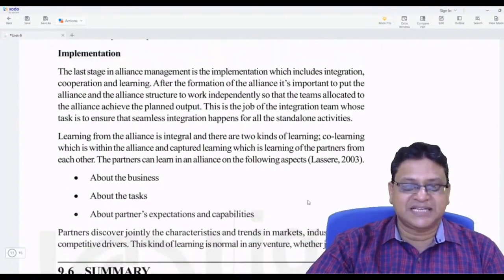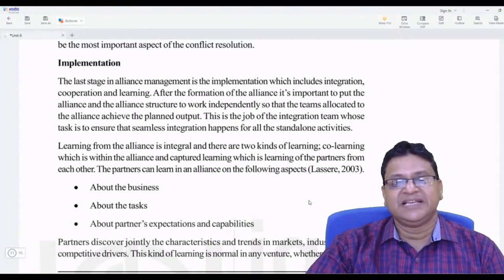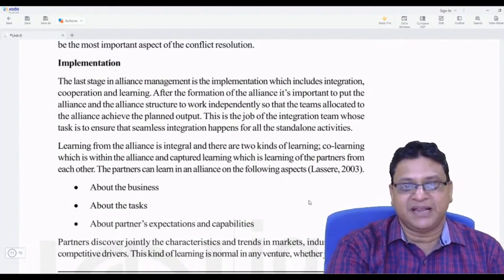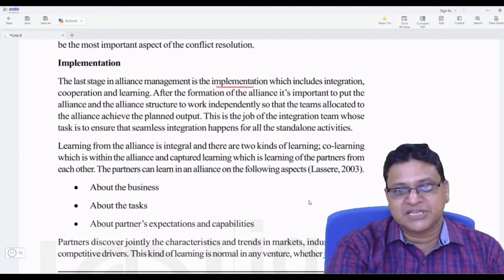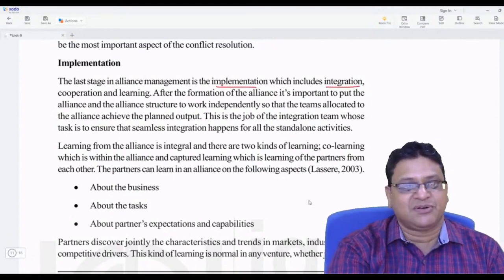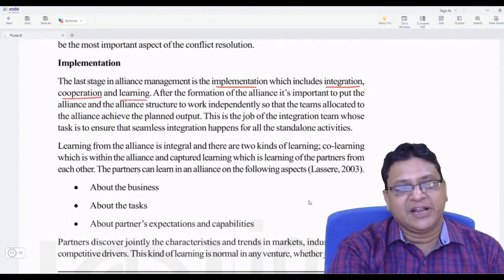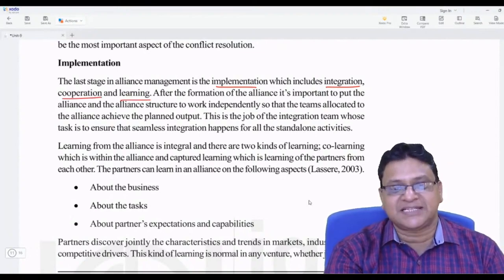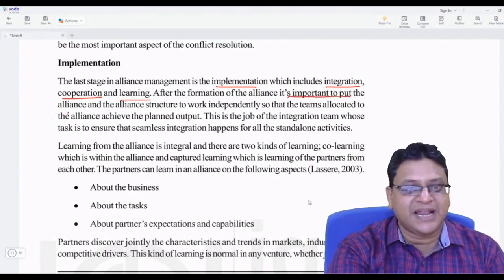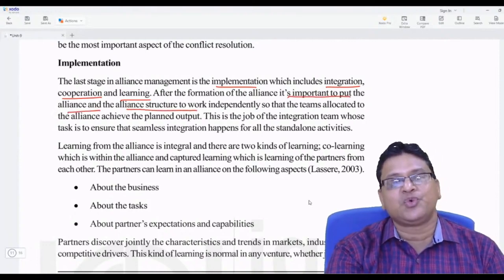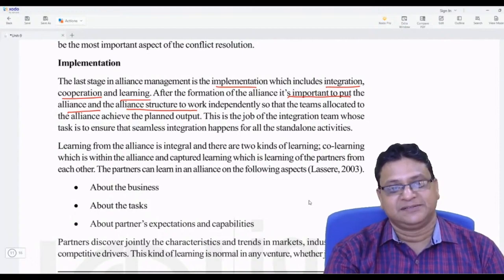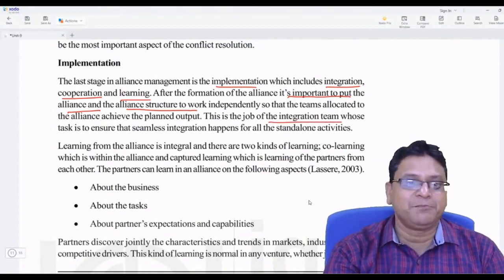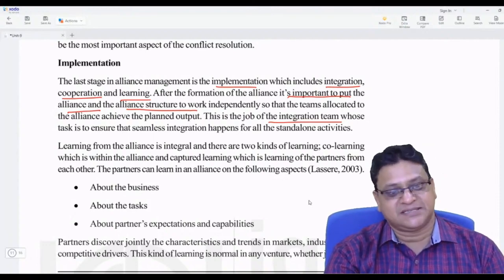Then the last stage in alliance management is the implementation of the alliance. What is implementation of the alliance? Implementation simply means integration, cooperation, and learning. After the formation of the alliance, it is important to put the alliance and alliance structure to work independently. So the job of the integration team is very important in a strategic alliance.